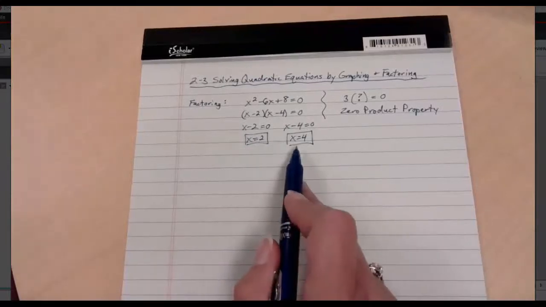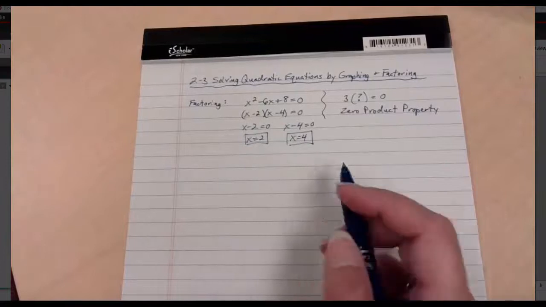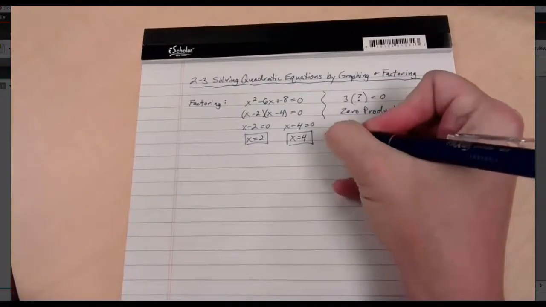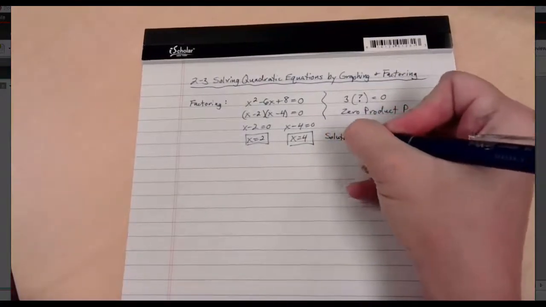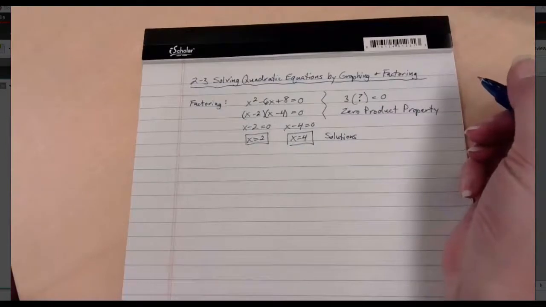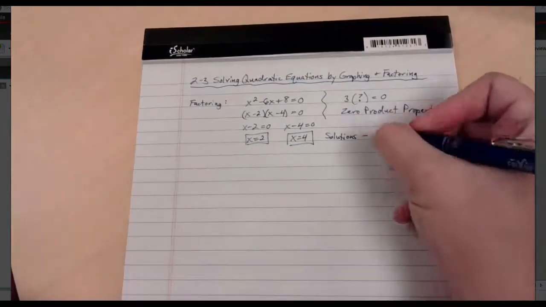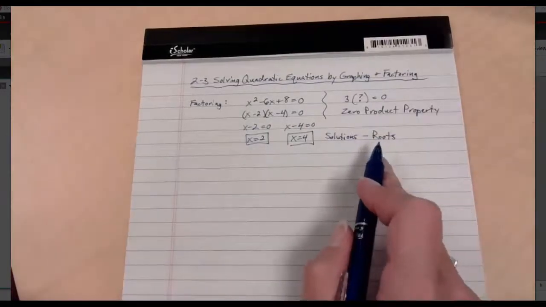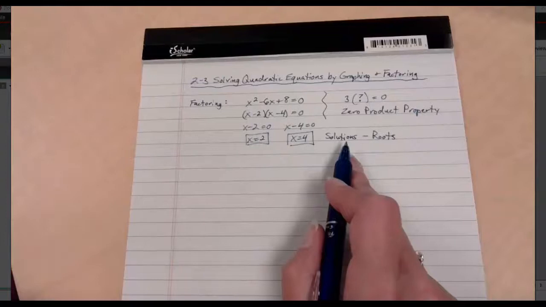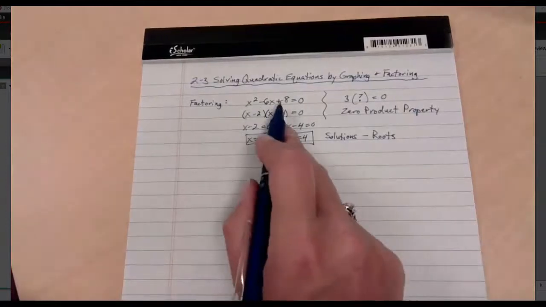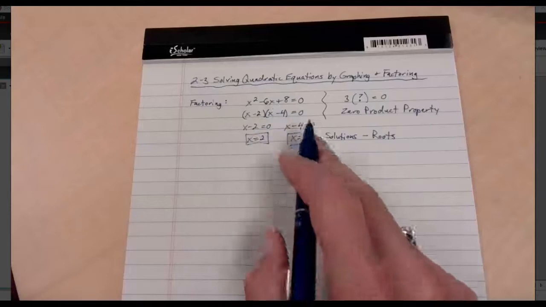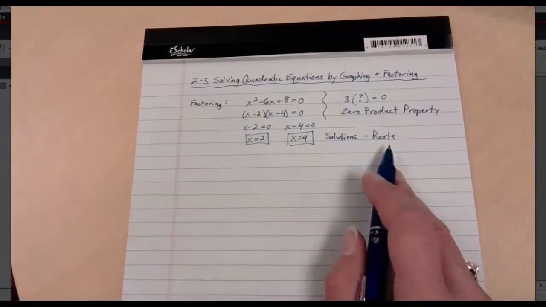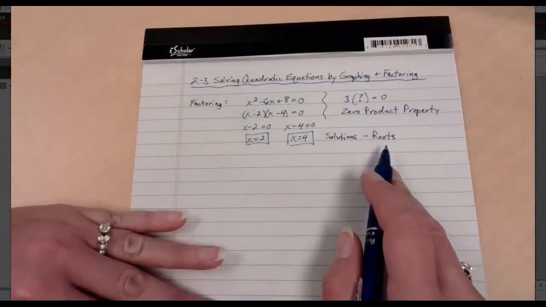So I've got 2 answers, 2 and 4. I'm calling these answers, or solutions, whatever you want to call them. However, I do want to introduce you to another word, roots, the even fancier word. If you're talking about finding something's roots, you're talking about finding the solutions. So these are my roots for this particular equation. Extra vocabulary, but it's a word that you're going to see quite a bit of, so it's worth paying attention to.